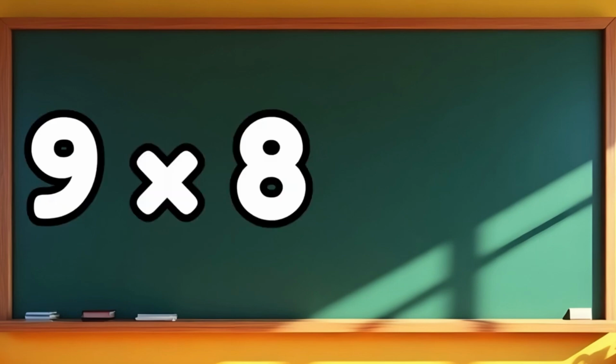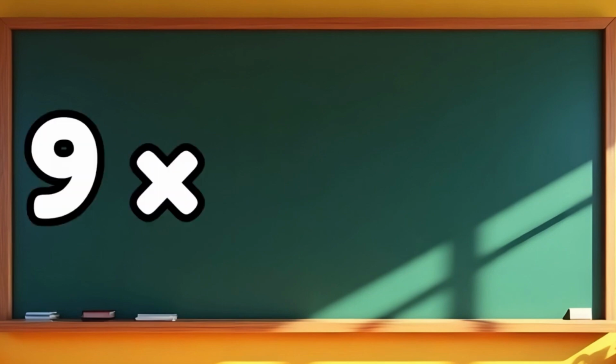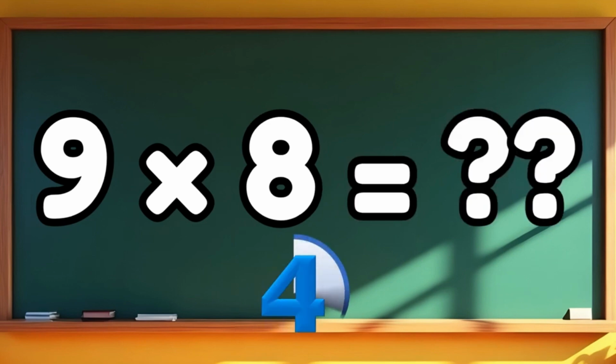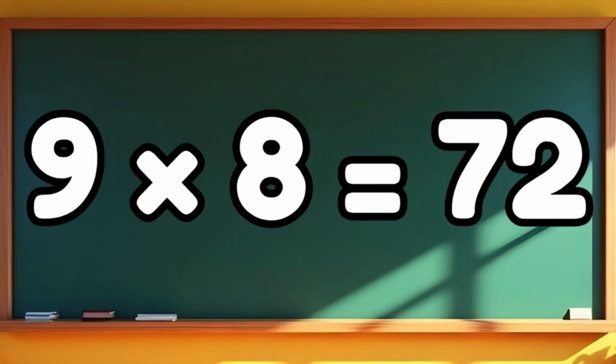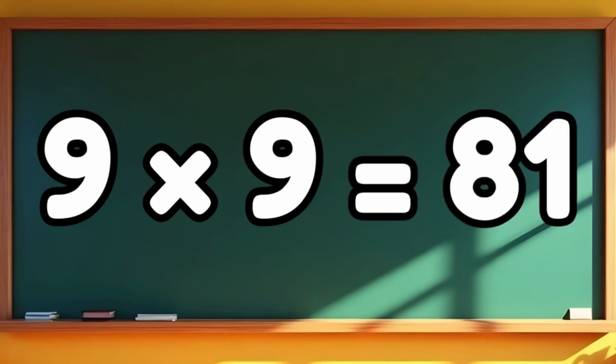9 times 8 equals 72. Can you remember it? 9 times 8 equals... 72! Fantastic! And finally, 9 times 9 equals 81.